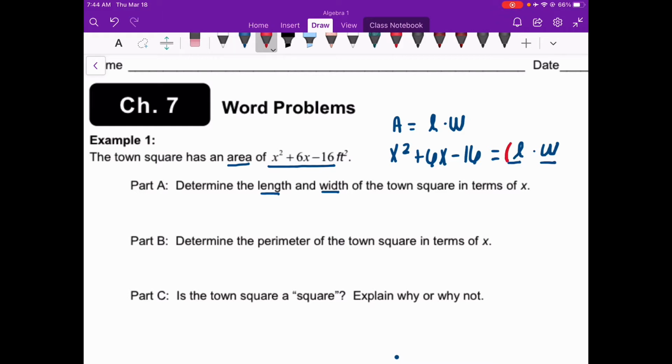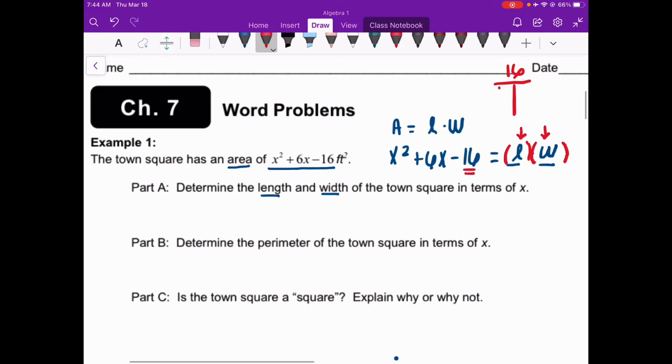Well, you guys have been doing it all this unit. It's just factoring, but now instead of an L or a W, you have some sort of binomial. So to find the length and width, we're going to factor this. Now using the T-chart, factors of 16 are 1 and 16, 2 and 8, 4 and 4. We have a positive and a negative, so the larger factor is positive. And the only two that work here are the 8 and negative 2, because if you add them, you get positive 6.